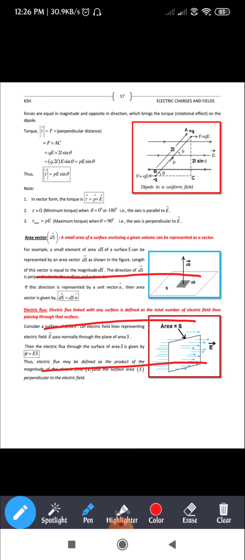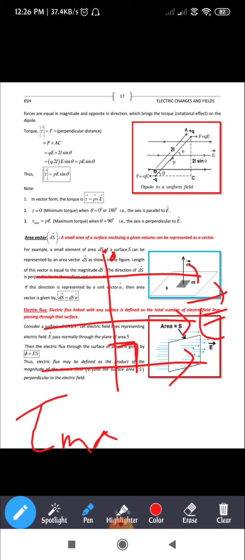Next, when does this electric dipole experience the maximum torque? If this is your electric field, and you place the electric dipole in this way, which makes an angle of 90 degrees, so the electric dipole is perpendicular to the electric field, what happens? This electric dipole experiences the maximum torque, because sin 90 is equal to 1. So whenever theta is equal to 90 degrees, the torque experienced by the electric dipole will be maximum, and the torque value comes out to be pE.